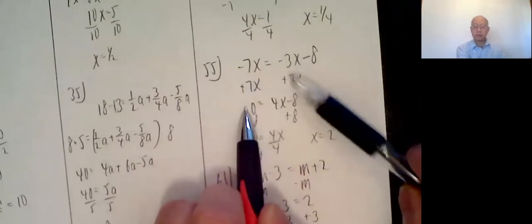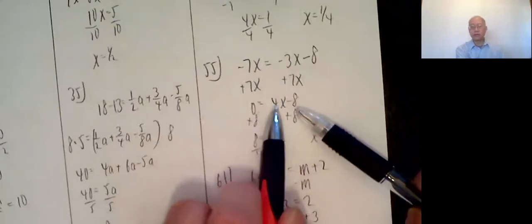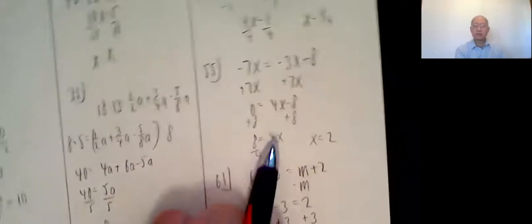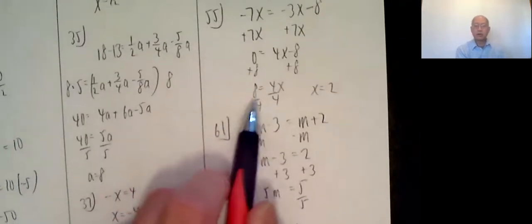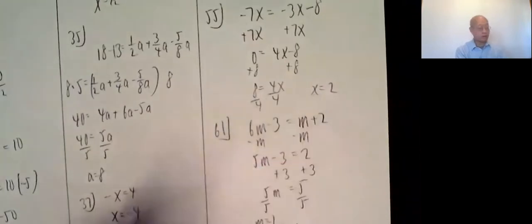Okay, so this becomes 0. This becomes 4x minus 8. I want to have a positive coefficient of x. Okay, then add 8 to both sides. 8 equals 4x. Divide by 4. 2 equals x, or x equals 2, putting the variable on the left side.